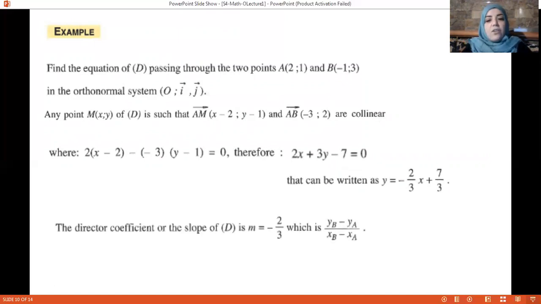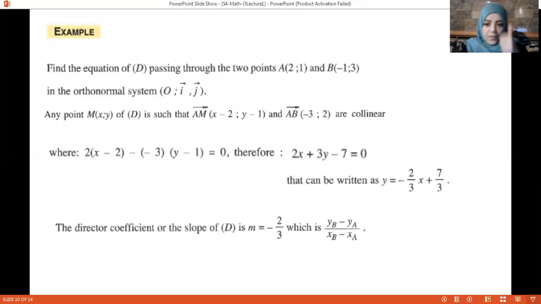And the directing coefficient, when you change it, is very easy. It's minus 2 over 3, or else you are going to find it as yb minus ya over xb minus xa. Okay, so there are two methods to find the directing coefficient or the slope. Either you change it to reduced form and you get the slope, or you find it through yb minus ya over xb minus xa. So now we have two cases for the straight line. I still have one case.